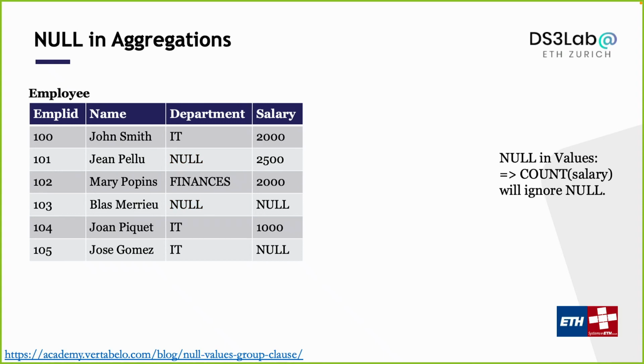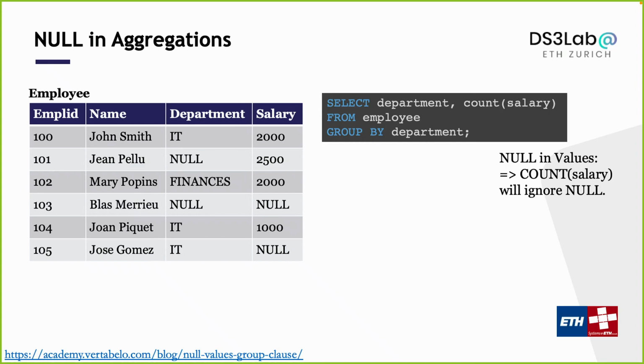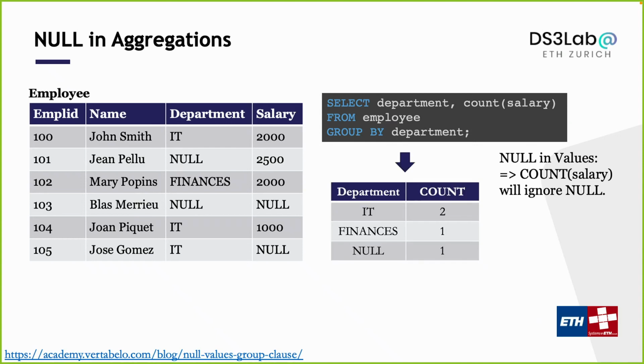And if you do count salary, not count star, it will ignore the null value for you. Okay? So essentially, if you do this query, instead of doing count star, you do count salary. It will give you essentially something like this, right? For the IT group, it only gives you 2, not 3, because there's 1 that's null. It will just ignore it, right? For the null group, it's going to give you 1 tuple. It's going to ignore the tuple with null value.